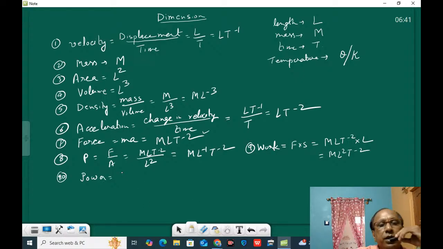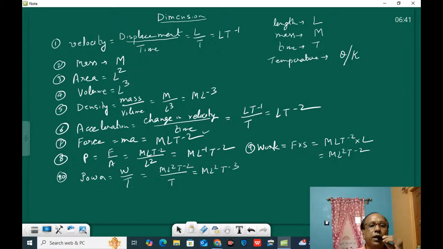And power is work done by time taken. Work done is M L squared T to the power minus 2 and time taken is T. Then we can write M L squared T to the power minus 3. This is the dimension of power: M L squared T to the power minus 3.